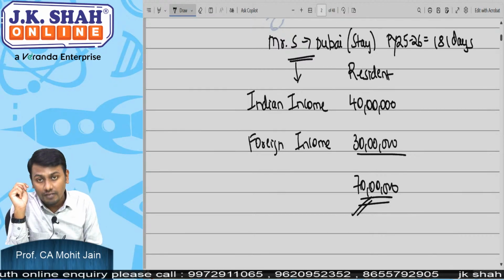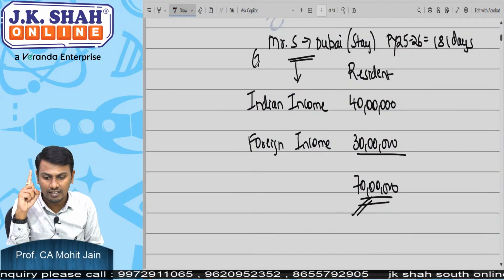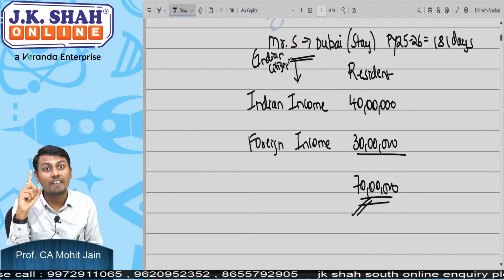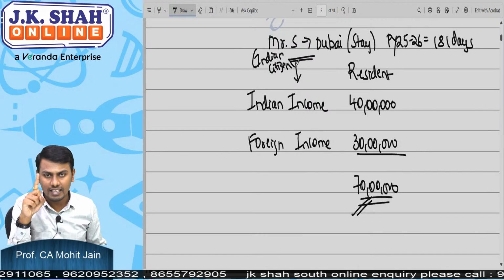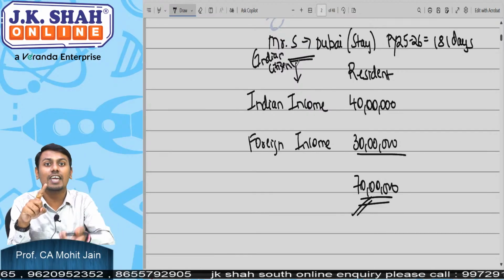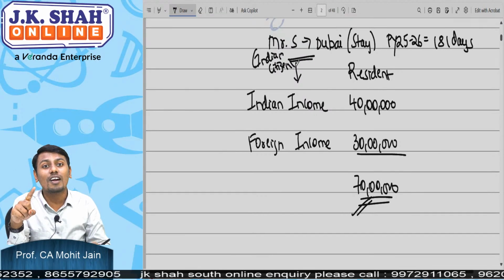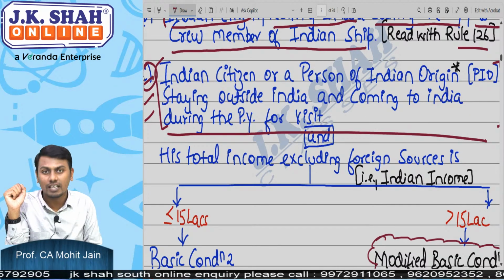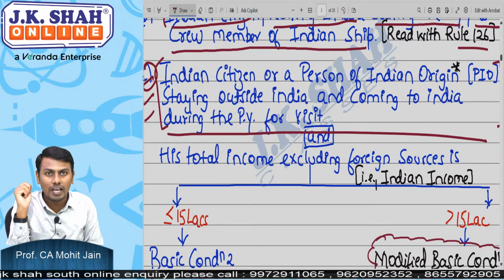Why? Because he is an Indian citizen. Mr. S is an Indian citizen. And where is Mr. S staying? Dubai. So Mr. S, an Indian citizen, staying in Dubai. During the year he has come to India only for a visit. So as per this condition, what is not applicable to him? Basic condition number 2 is not applicable to him.